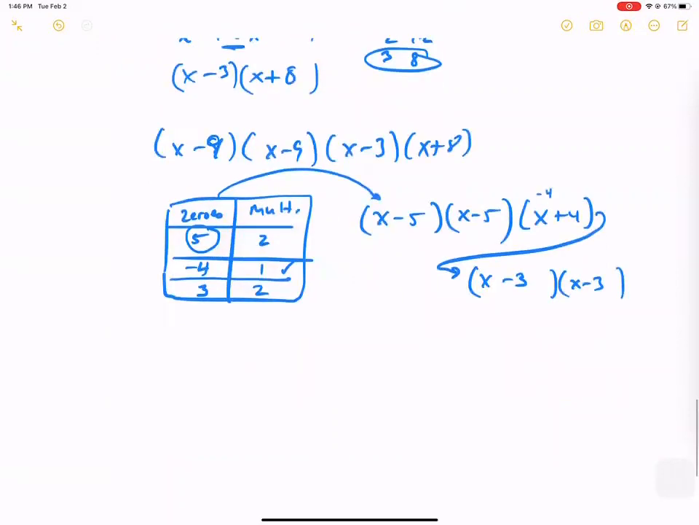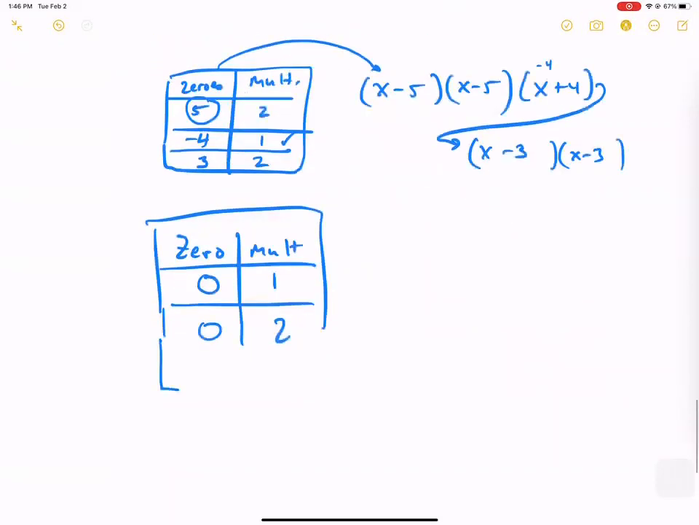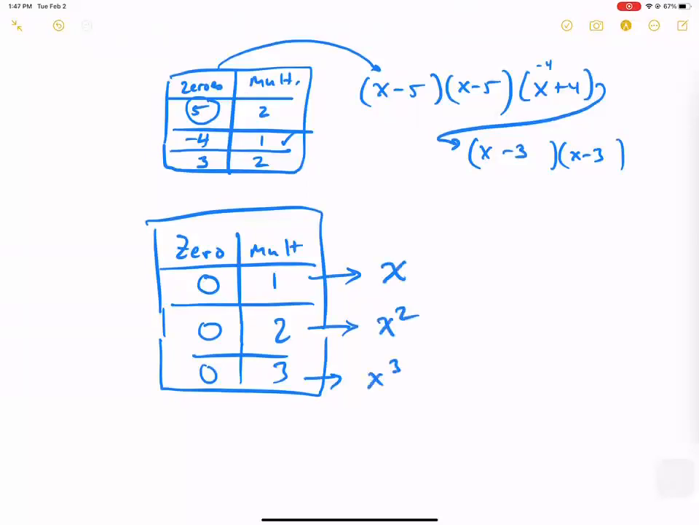Let me add this point. If you see a 0 like this, if you get a 0 and a mult, and it looks like this, okay? What if a 0 was 0 and happened once? What if you end up with a 0 twice? Okay, what if you end up with a 0 3 times? I'm going to show you guys what the answers look like. This would be x, x squared, x cubed.